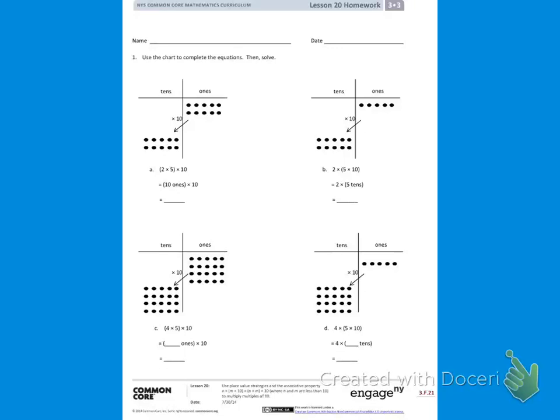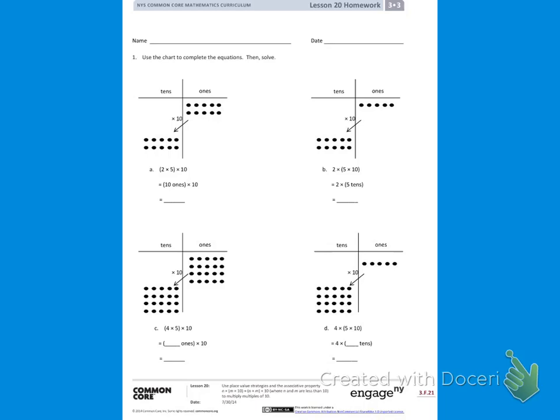Module 3, Lesson 20's objective is to use place value strategies and the associative property to multiply multiples of 10. Item 1. Use the chart to complete the equations, then solve. Item A. 2 times 5 times 10 equals or is the same as 10 ones times 10, which equals or is the same as blank.